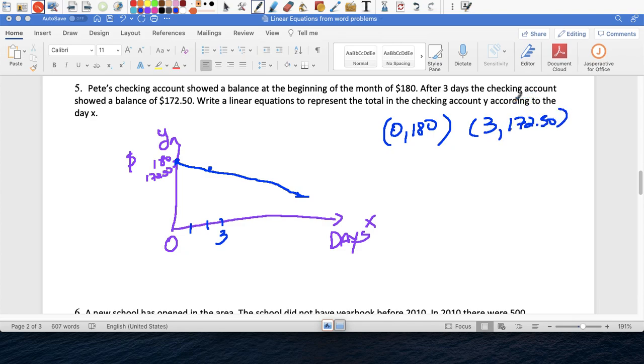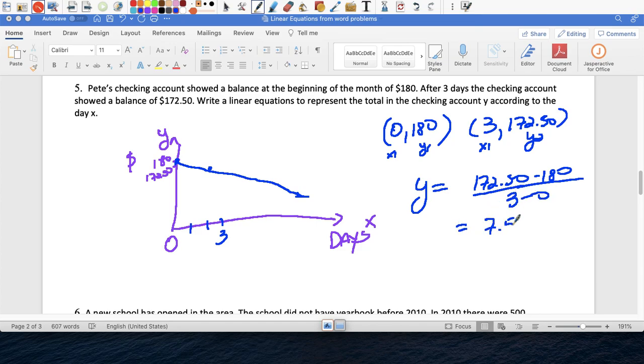But we do know that slope is going to be negative. So when we do y2 minus y1, we're going to get a negative value. So let's call this y2, x2, y1, x1. So 172.50 minus 180. Sorry. Minus 180 over 3 minus 0. So we're going to get negative 7.50 over 3. And that's my slope. So let me go back on this side. Y equals negative 7.5 over 3x plus b.